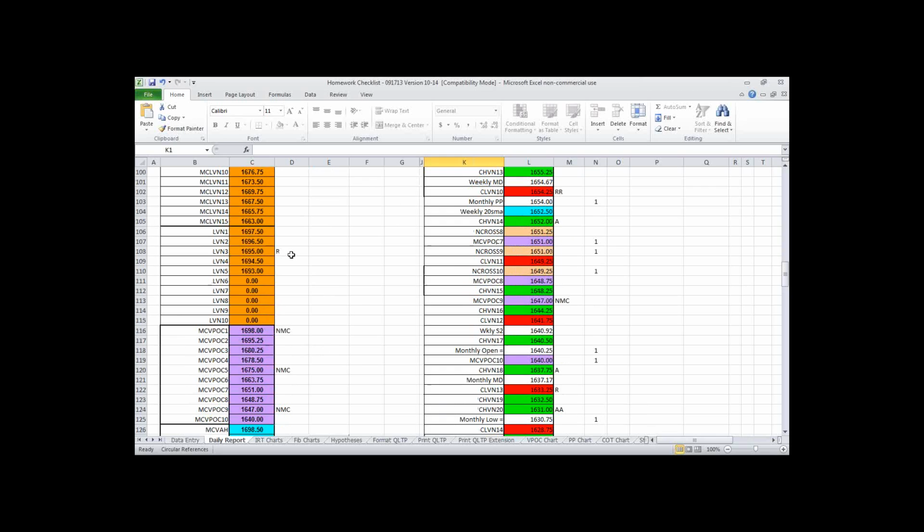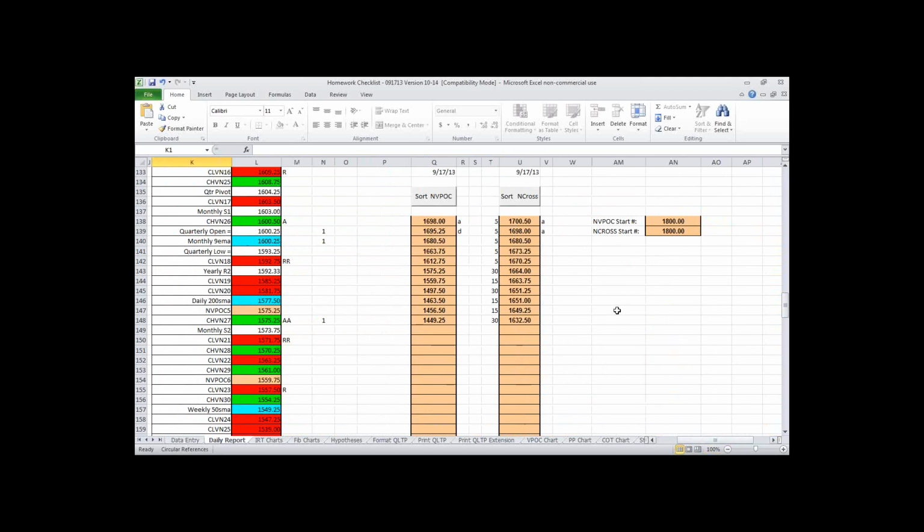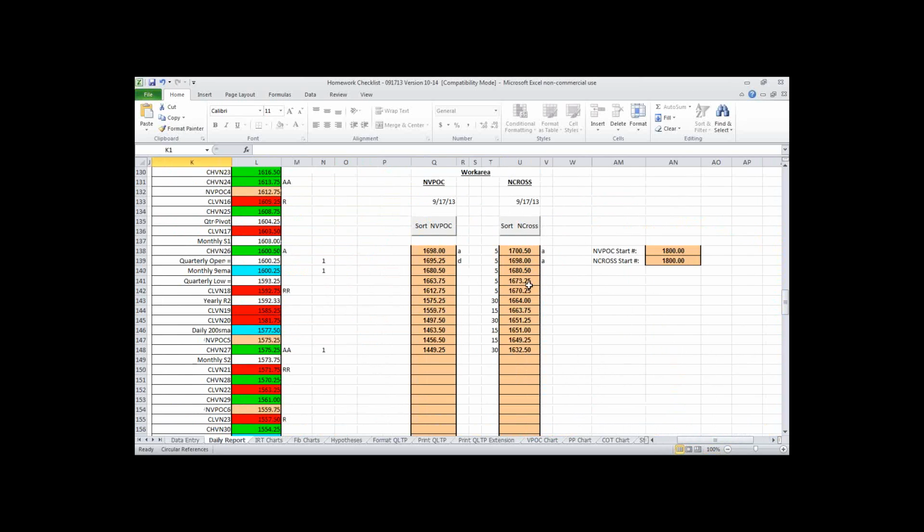Significant LVN yesterday, 95. We created a 2-day micro composite. We rotated in balance after we gapped up and created this new microcomposite VPOC, which is naked at 1698. Of course, we've still got the one down from the range that we broke out of, down at 1675. Very rotational day, so we really didn't get any new naked crosses.